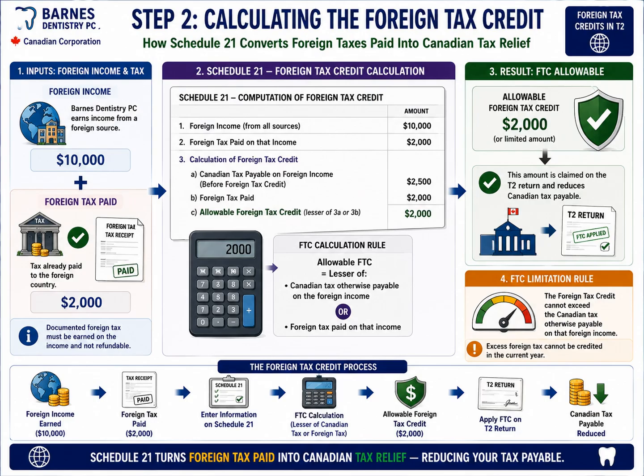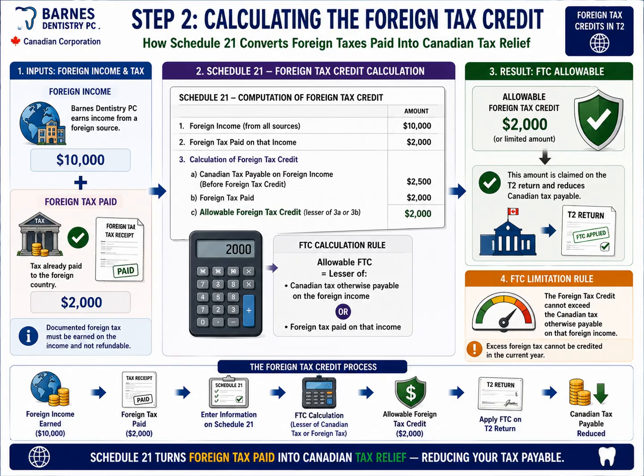Now let's move to the center of the slide. This is where Schedule 21 performs its calculation. The schedule receives information about the foreign income earned and the foreign tax already paid. The goal is to determine how much of that foreign tax can be recognized by Canada.